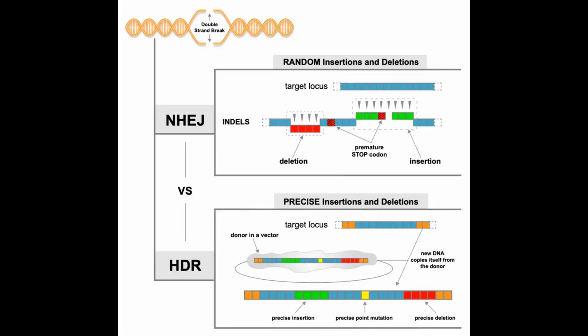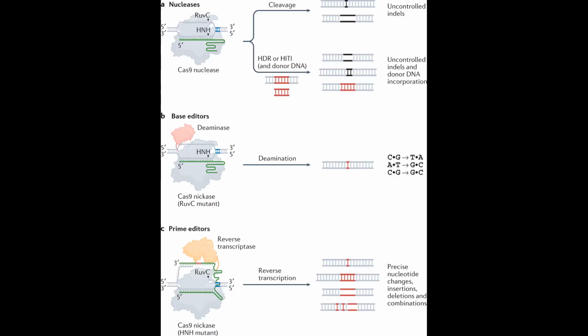CRISPR/Cas9: this system employs a guide RNA to direct the Cas9 nuclease for precise DNA cuts, enabling simultaneous editing of multiple genes. However, it presents challenges such as off-target effects. Base editing (BEs): this method allows for the conversion of one base pair to another without generating double-strand breaks, although it is limited to specific transitions.